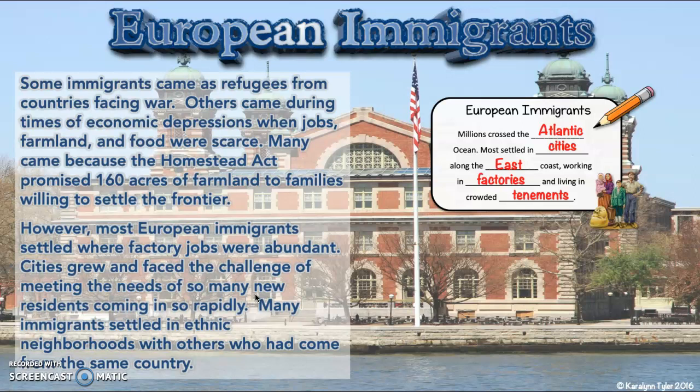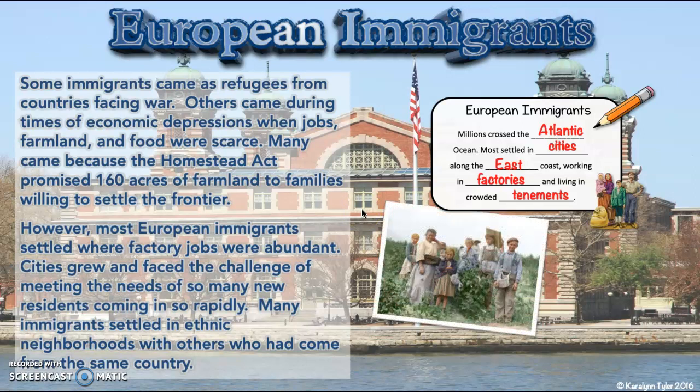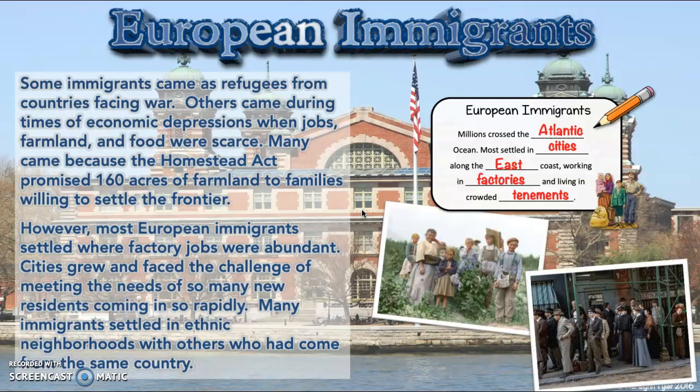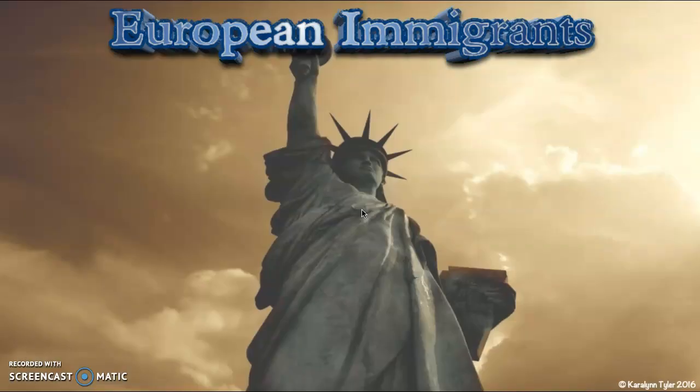Many immigrants settled in what we call ethnic enclaves, or ethnic neighborhoods, with other people who had come from the same country. So make sure you fill in at the bottom of the page, in the spot near Ellis Island, for European immigrants: millions crossed the Atlantic Ocean, most settled in cities along the East Coast, working in factories and living in crowded tenements that we had talked about in Notes 2.